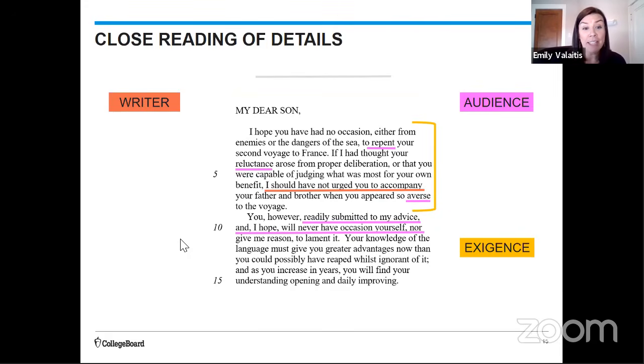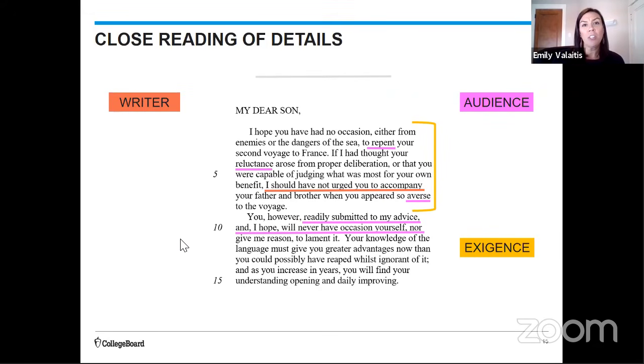She does follow up though by saying, "You, however, readily submitted to my advice, and I hope you will never occasion yourself, nor give me reason to lament it or to regret it." So she is telling us that he did listen to her, that he accepted her advice.